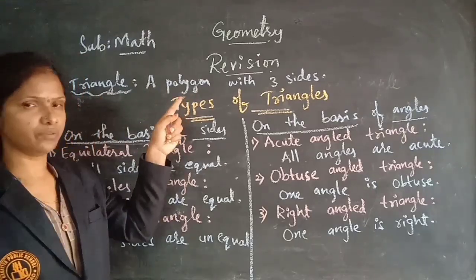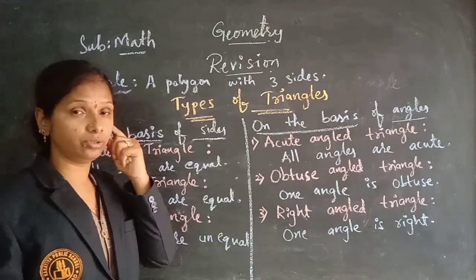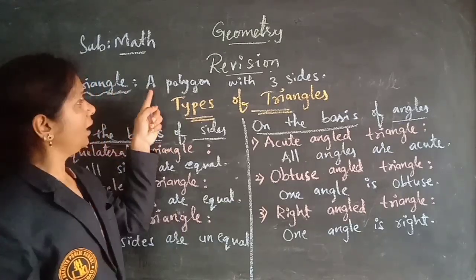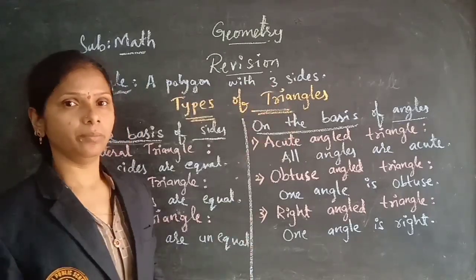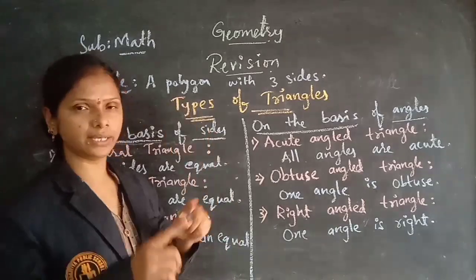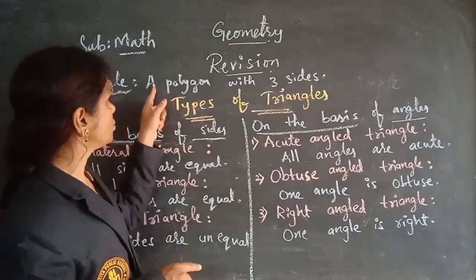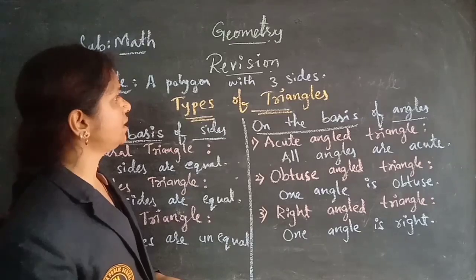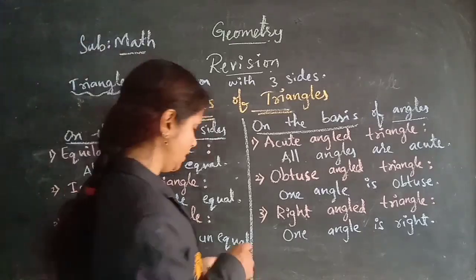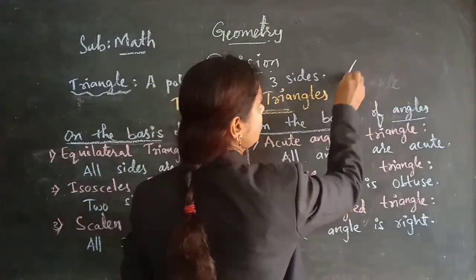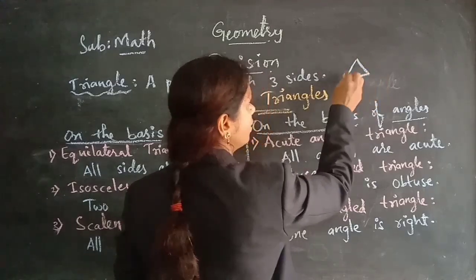Triangle, what is the definition of a triangle here? Triangle, already I told you, it is a polygon. A polygon with three sides. Polygon already means a closed figure with line segments, no? So a polygon with three sides is a triangle. Here you can see the triangular shape. This is a triangular shape.